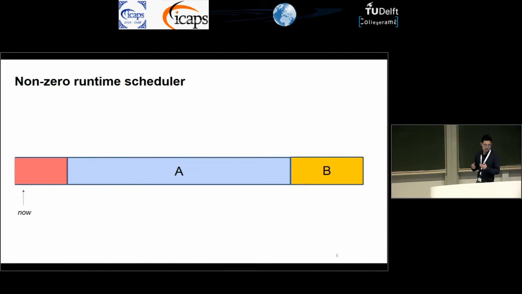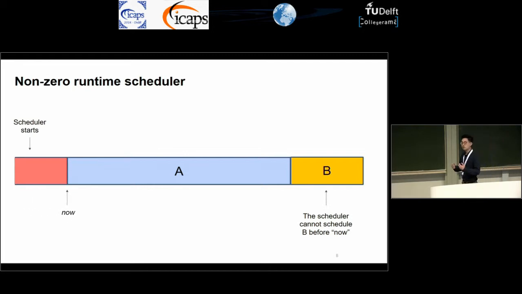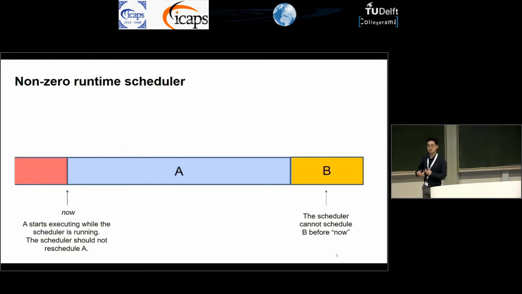So this is a basic problem that we have where once the scheduler starts, it has to handle two issues. The first is that any activity in the future can't be rescheduled into the past, and I have to keep this in mind while time is marching forward. The second is that when time is marching forward while the scheduler is running, an activity can start executing. And now the scheduler has to take special care not to move around that activity.